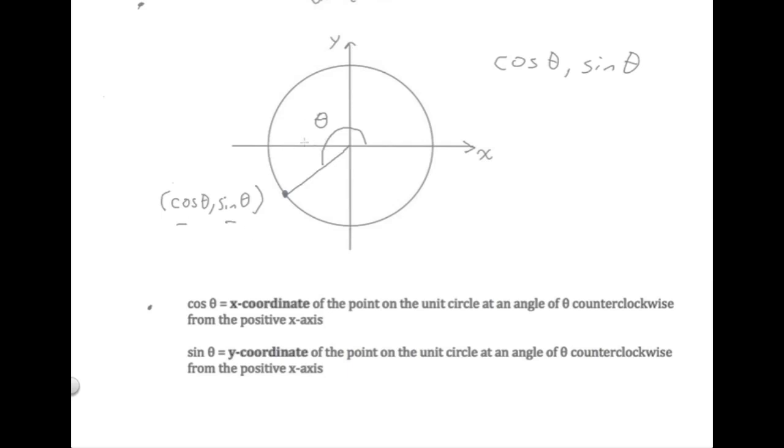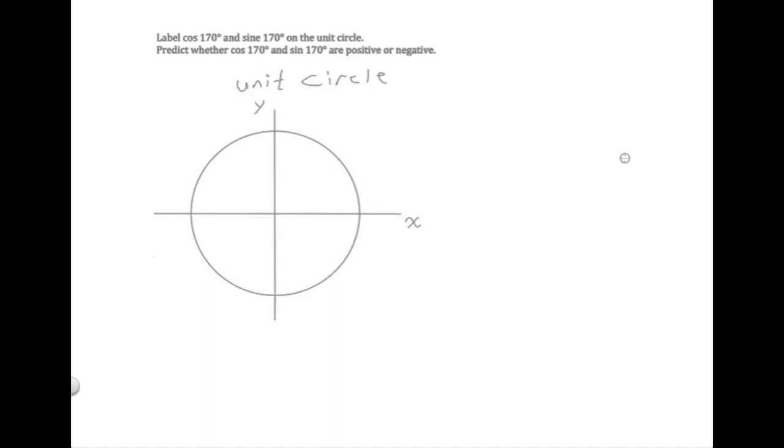So that's an illustration of how we can interpret the sine and cosine of any angle as the x and y coordinates on the unit circle. And one thing that you can quickly get from that is that it allows you to predict whether any particular sine or cosine is going to be positive or negative. Please pause the video and try this problem.